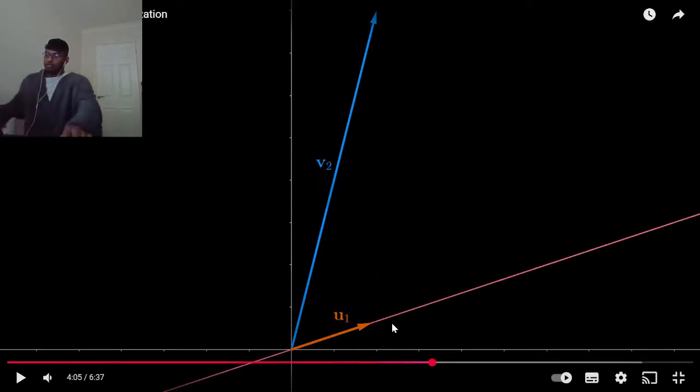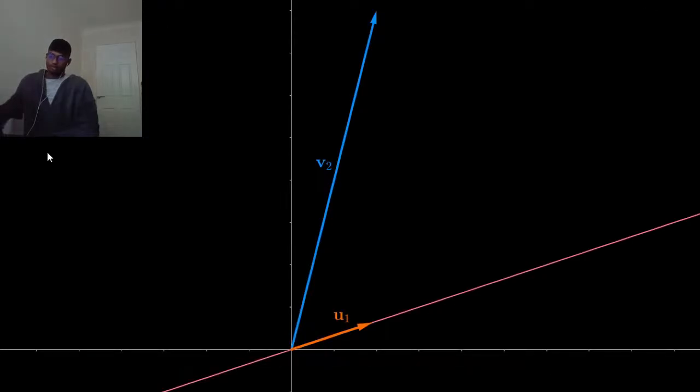I guess what I really mean when I say that, projecting a vector onto another, is similar to a cross product.